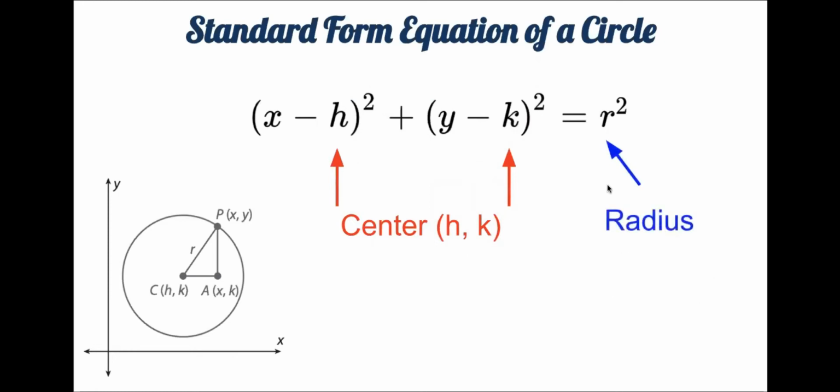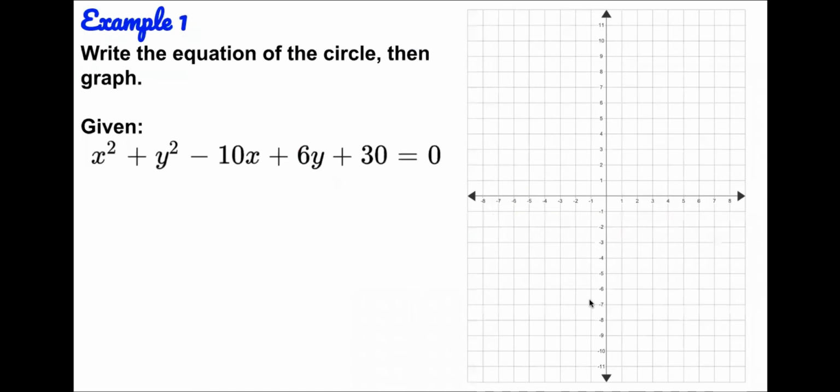But something that I want you to notice is that in the equation, r is squared. So we have to do something in order to get the radius by itself, isolated. So here goes our first example. It says right here, write the equation of the circle, then graph. Our given equation is x to the power of 2 plus y to the power of 2 minus 10x plus 6y plus 30 equals 0.